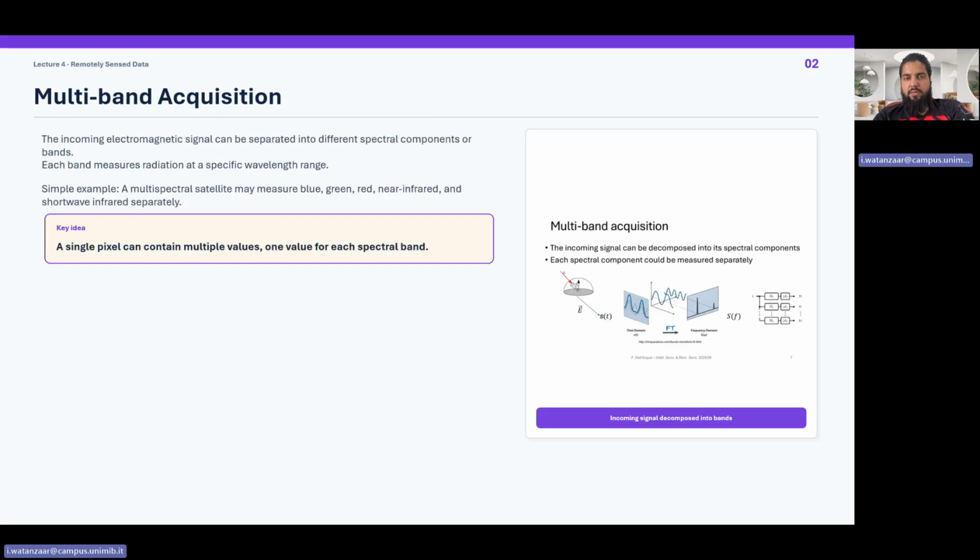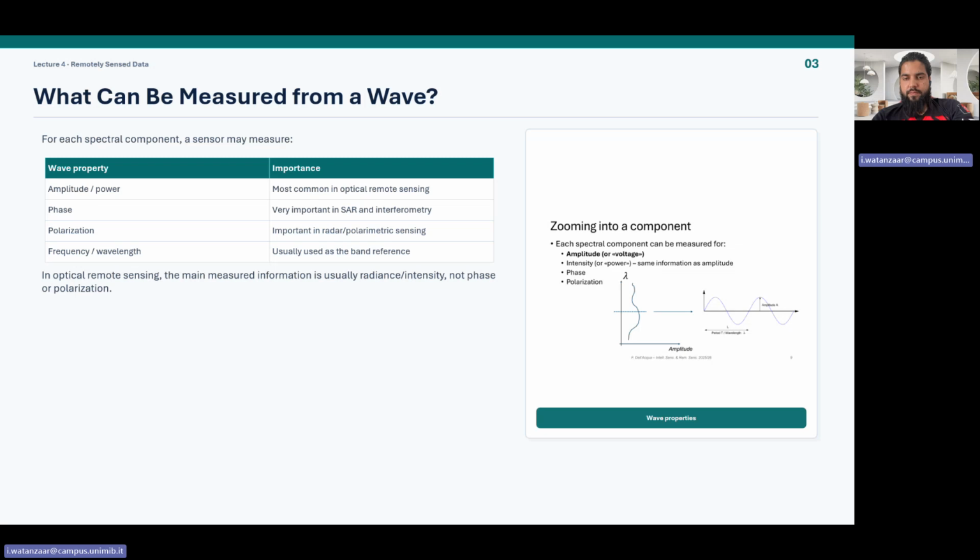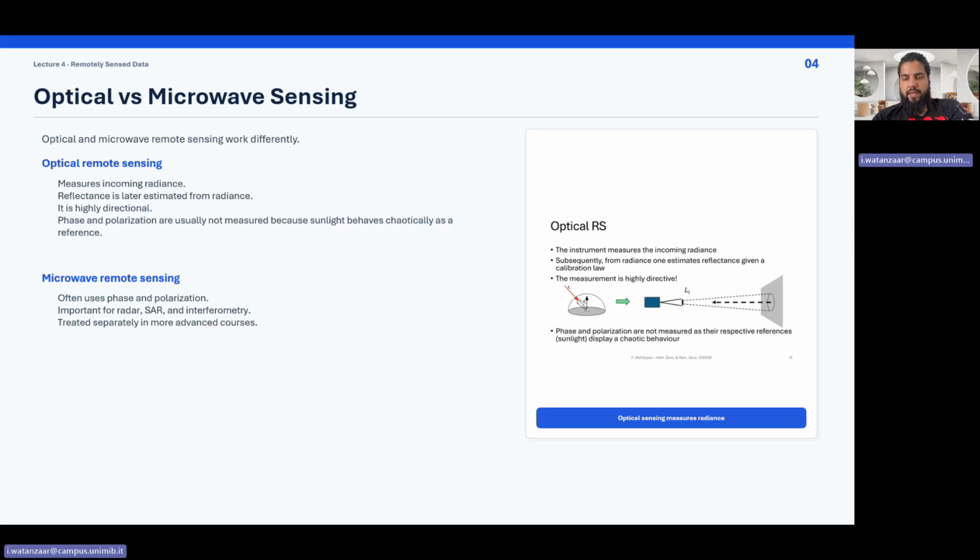In the previous slide on multi-band acquisition, we said that a single pixel can contain multiple values. These multiple values come from the multiple bands, so there is one value for each spectral band. In one band there is one value, but if you change the band, due to the wavelength ranges, the value will definitely change. That's why we say one value per spectral band, and the value can change between bands. The more bands, the more values you will have.